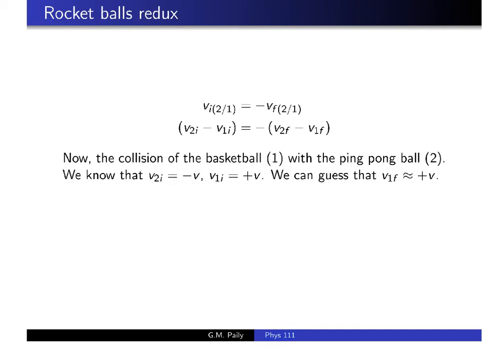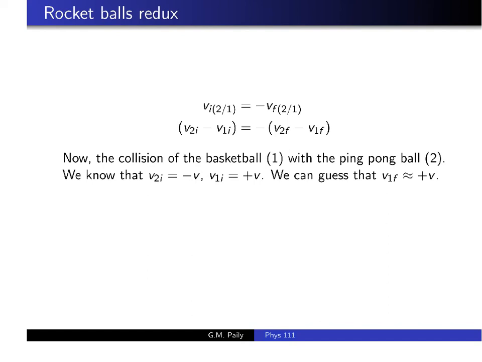Now, the ping pong ball and the basketball. v2 initial is minus v, that's the initial velocity of the ping pong ball, and v1 initial is equal to plus v. Again, we can guess that during their collision, the ping pong ball does not have much of an effect on the basketball, and so v1 final, that is the final velocity of the basketball, should be still approximately plus v.